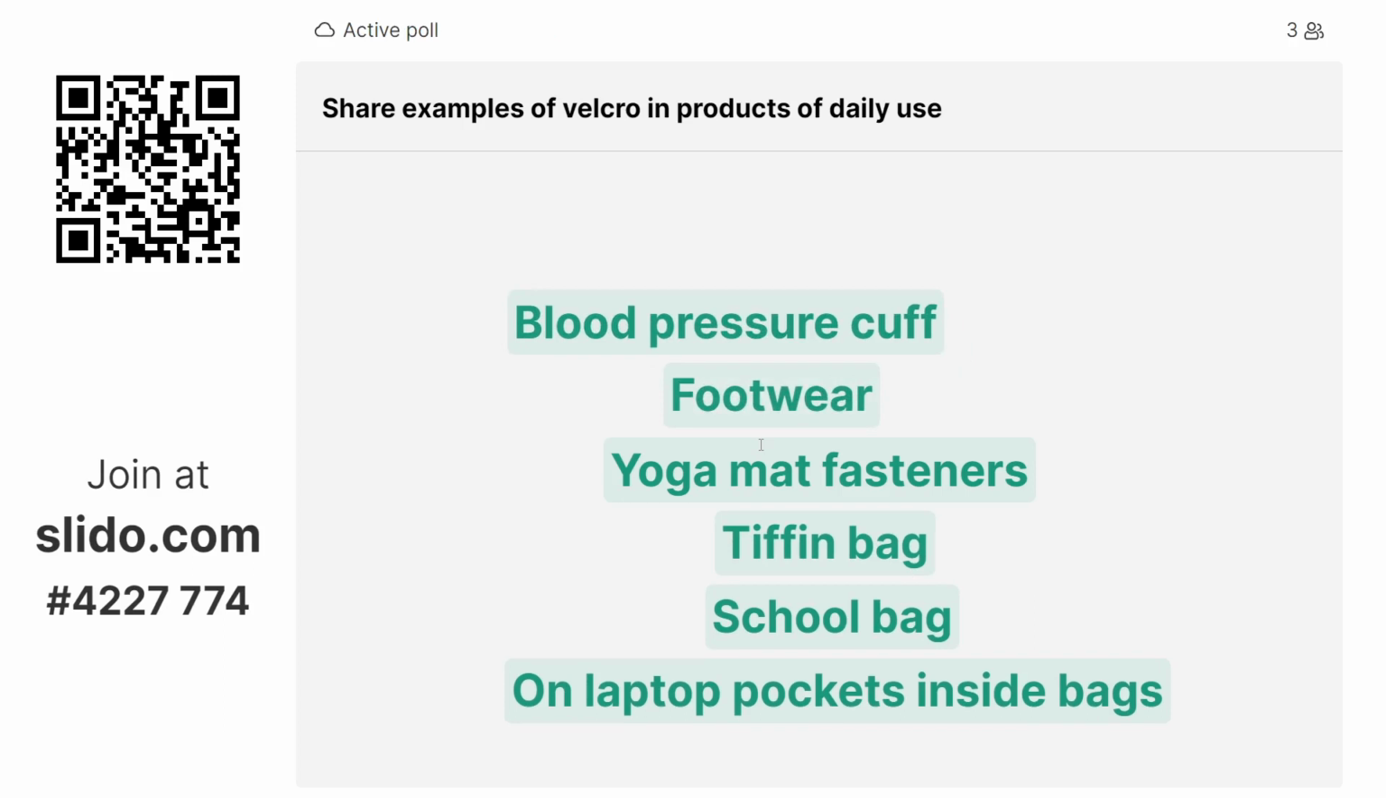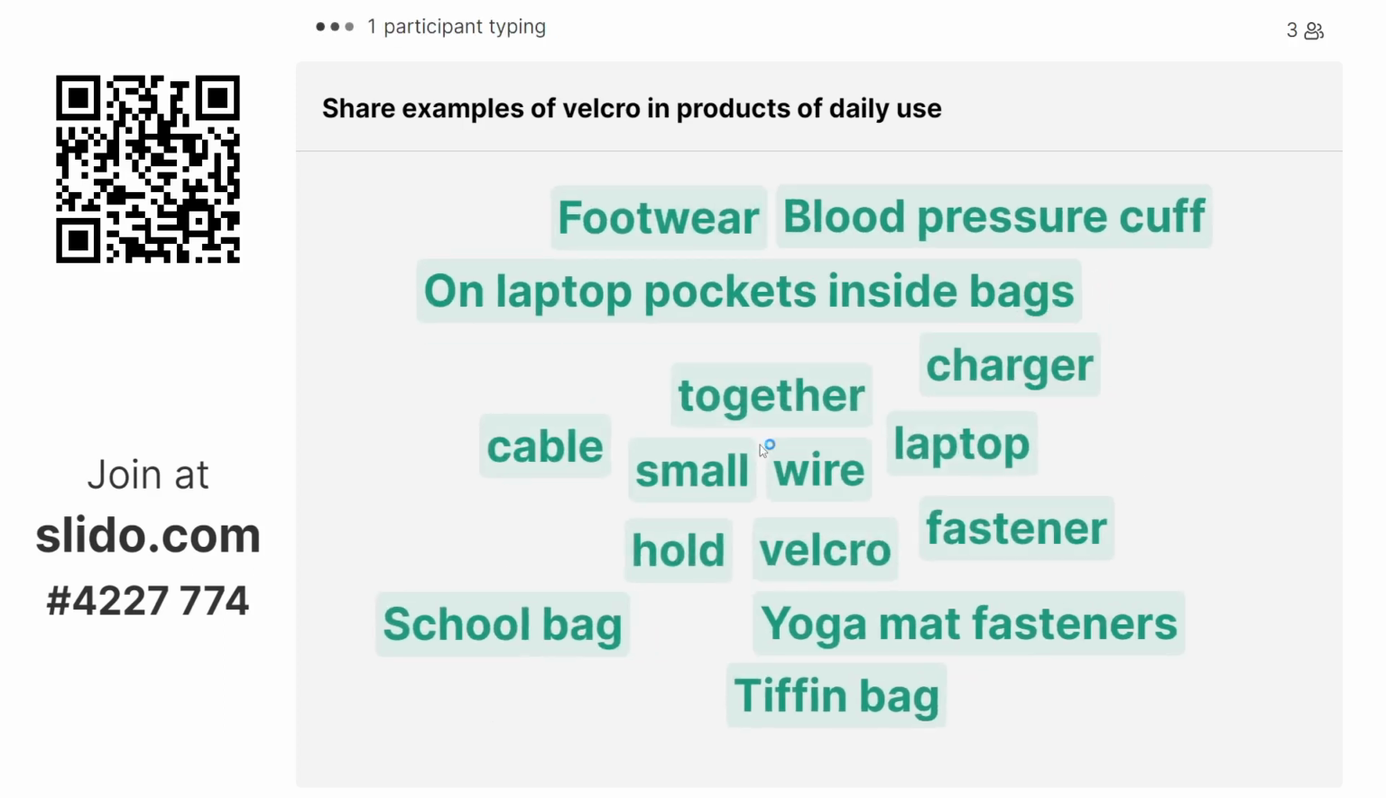Okay, we have got footwear as well. So footwear, sandals. Okay, we have got a lot of options.